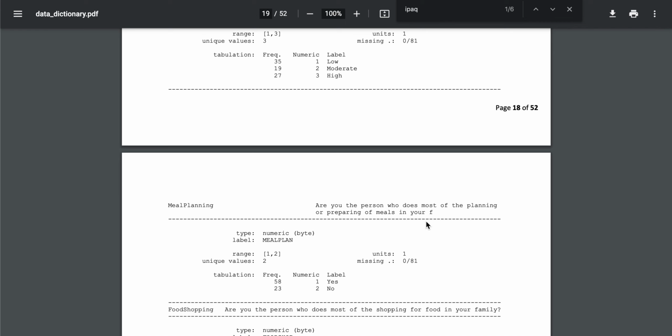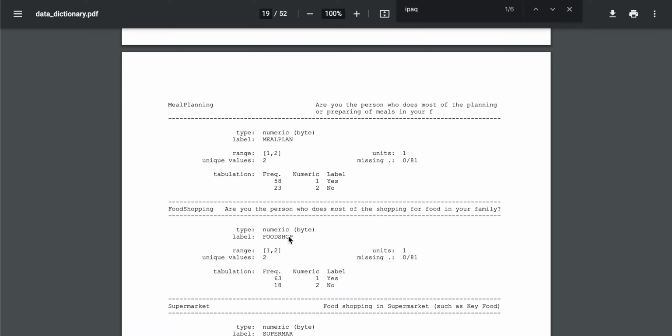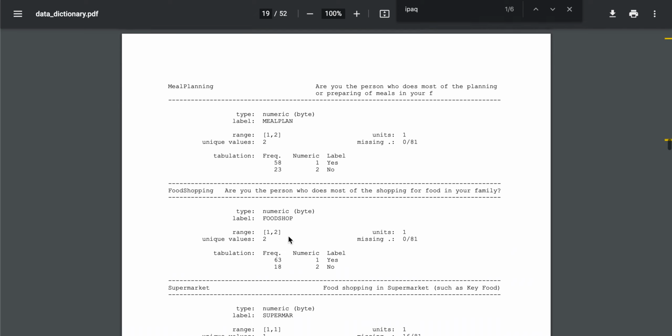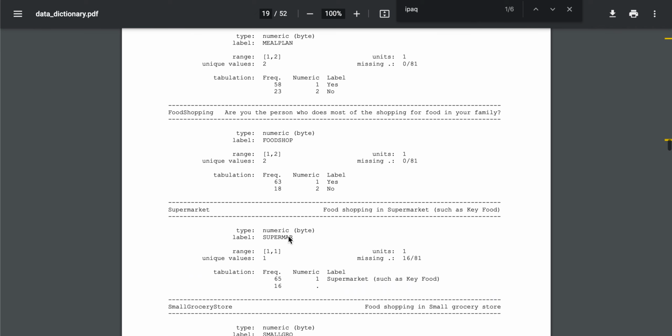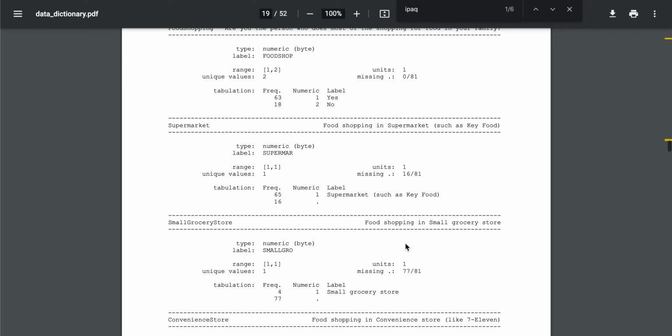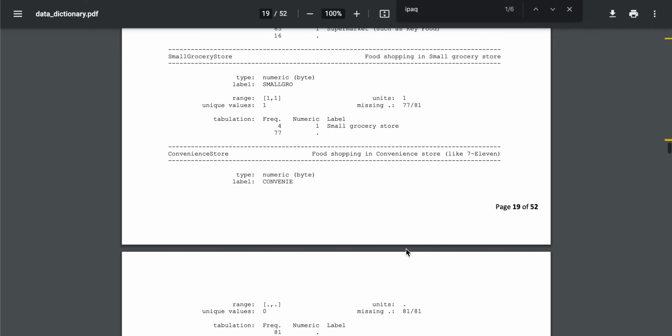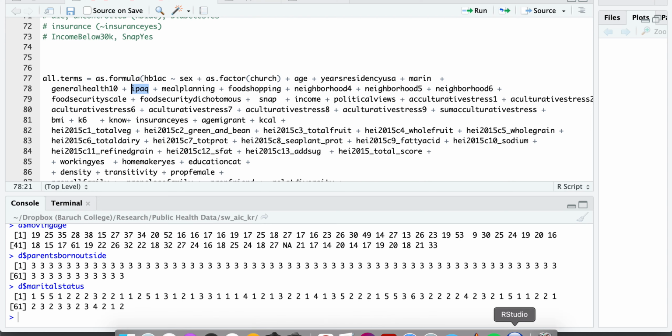Meal planning. Are you the person who does most of the planning or preparing of meals? It's not very imbalanced, so we keep it. Food shopping the same way. Supermarket has 16 missing, so we'll just ignore it. Small grocery store, 77 missing, we ignore it. Let's just go back here. Meal planning, food shopping are included.